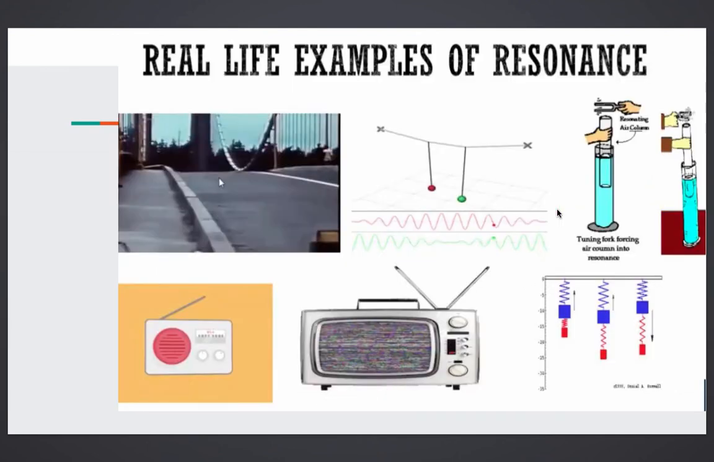Real life examples of resonance, we have many. Bridge. When troops march, what happens? They are all in phase with each other. We all march with the same phase, left, right, like that they move. So when they are walking on a suspension bridge, they are suggested not to move in phase. What will happen if that is the case?